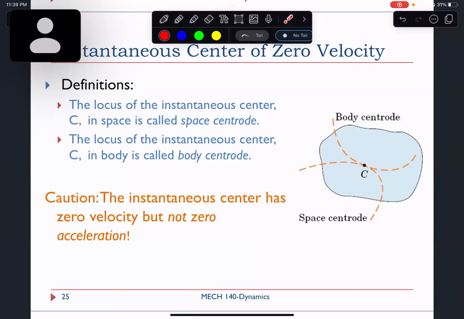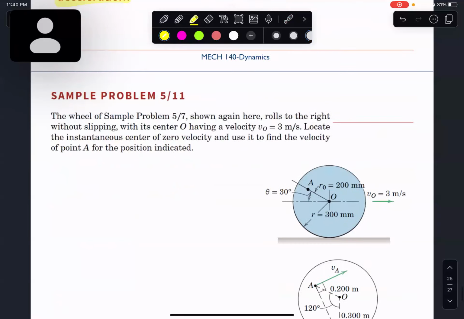And here it talks about what is space-centroid and body-centroid? It's just the locus of instantaneous center C in the space and in the body. You don't really need to worry about this. It's just a definition. Something that's important to know is that this instantaneous center of zero velocity has zero velocity, but it doesn't have zero acceleration. Okay, that's very important to remember.